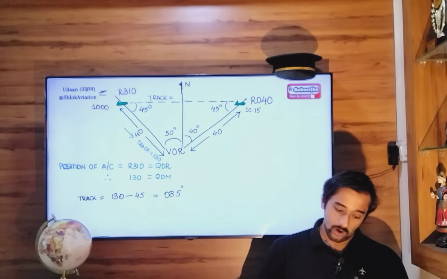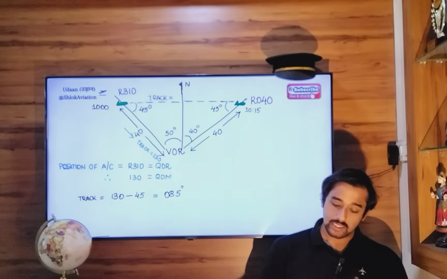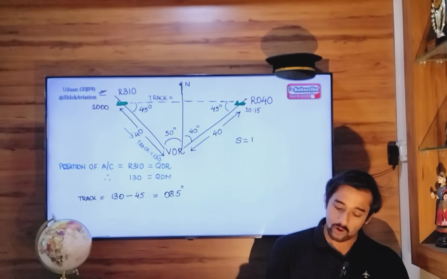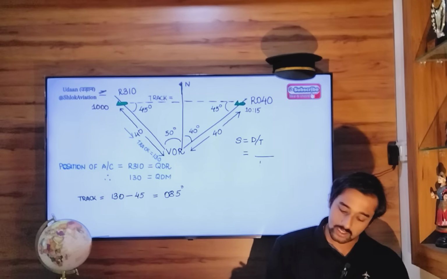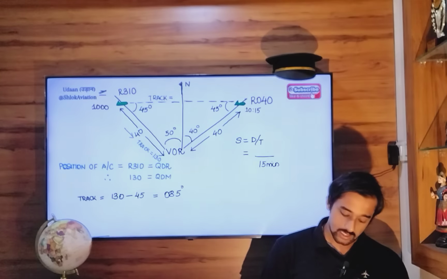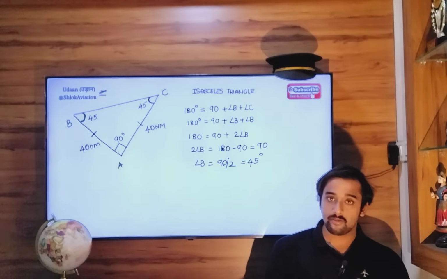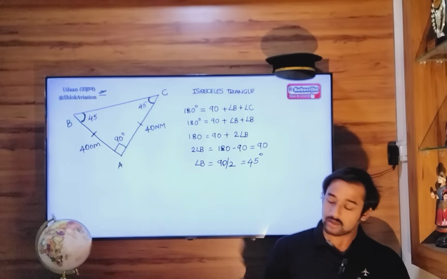Next we have to find the ground speed. Speed is nothing but distance upon time. We know the time: 10 o'clock, 10:15. So time is 15 minutes. Let's find the distance. Distance BC we have to find. We know that this is your right angle.